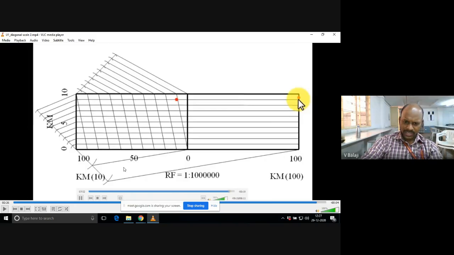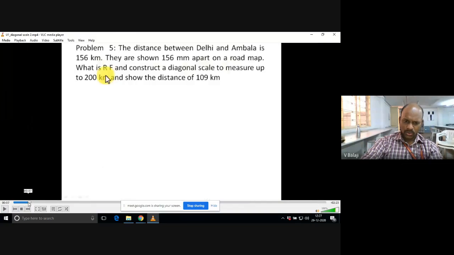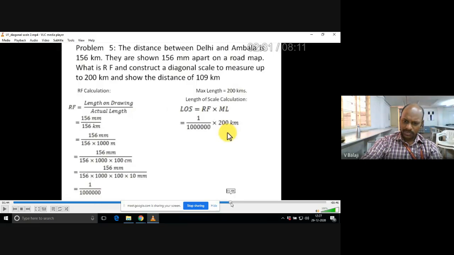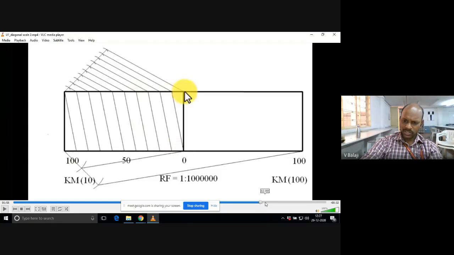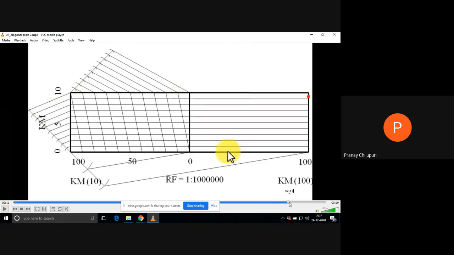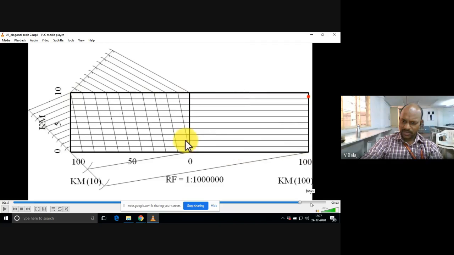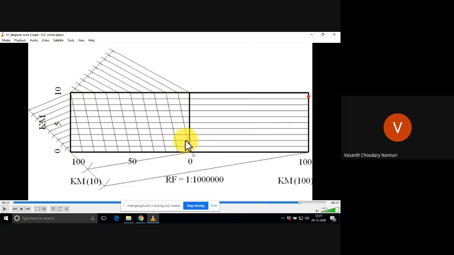Now, after completing that, you just go back. The problem asks to mark a distance of 109 kilometers. Can you mark it with the help of this constructed scale? Can you mark 109? Yes, sir. Tell me, anybody, how to mark it. From 0, we have to take 10 kilometers, sir.